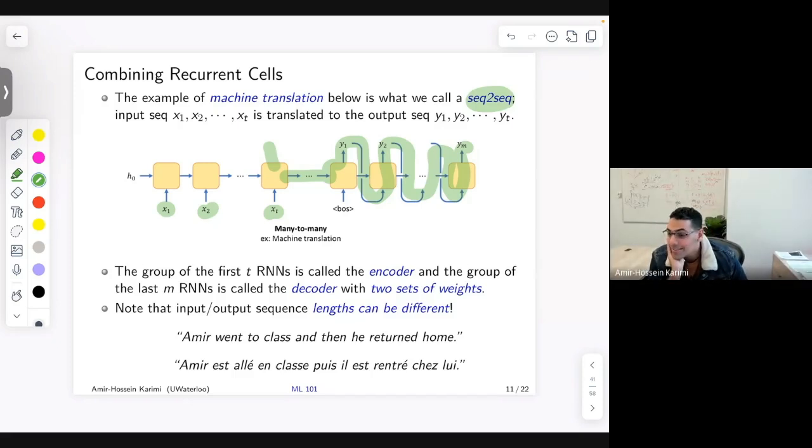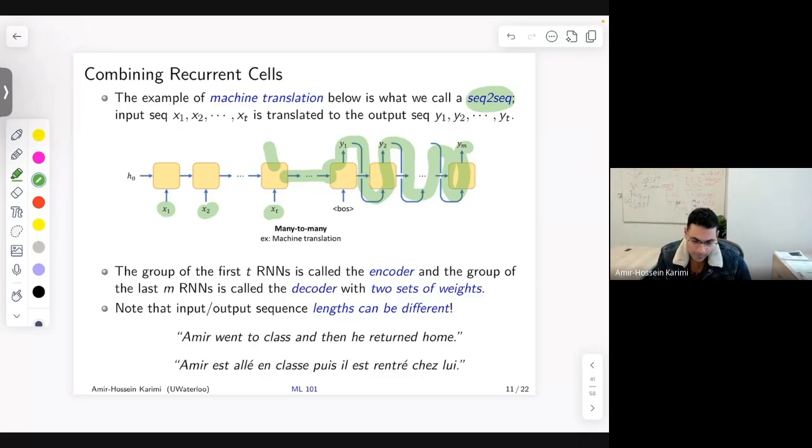Anyway, so right, these two sequences are generated using a sequence-to-sequence model, and they incidentally also have different lengths, right? So there's nothing stopping us from or forcing us to have the same length sequences. The English one has 9 words, the other one has 11 words.